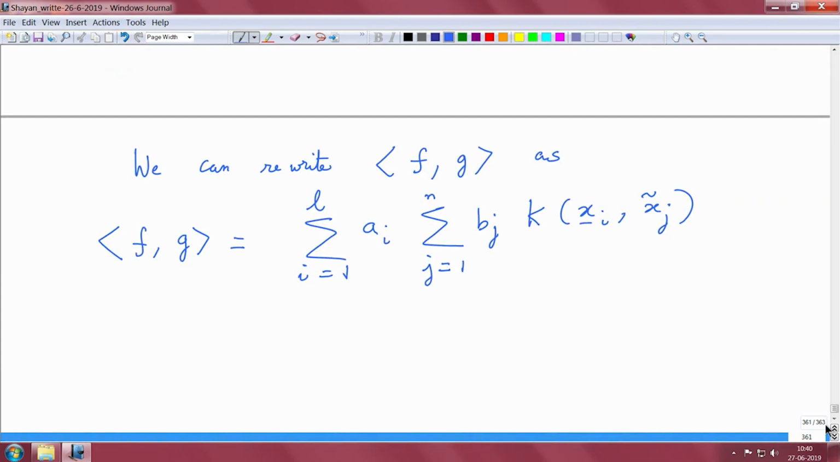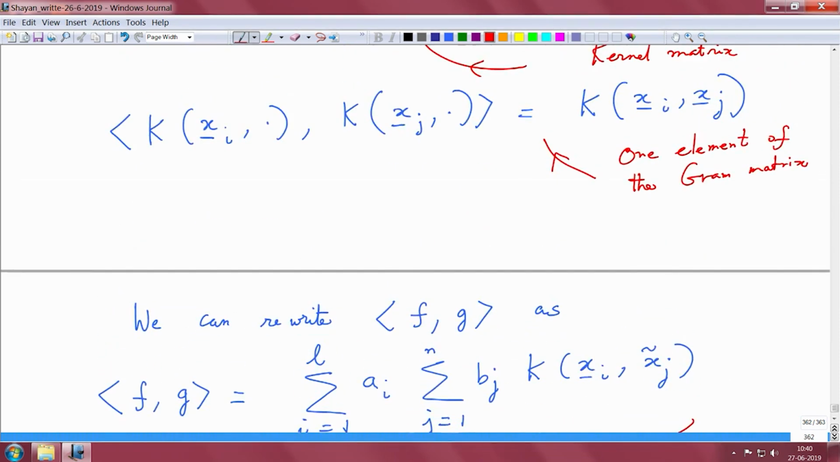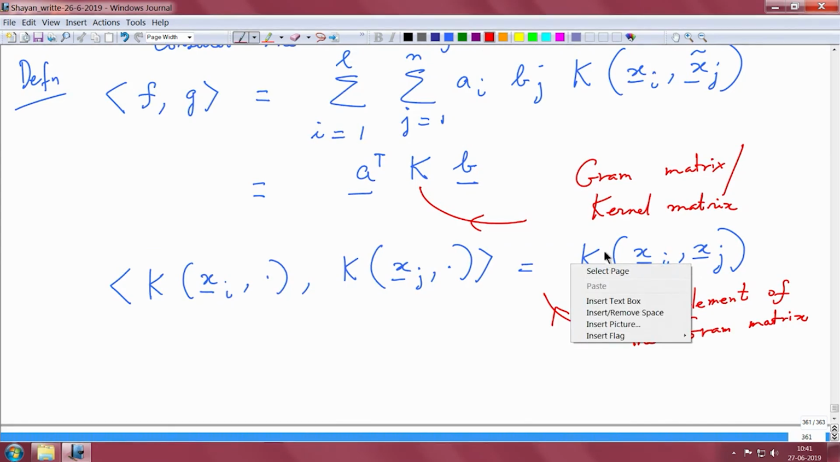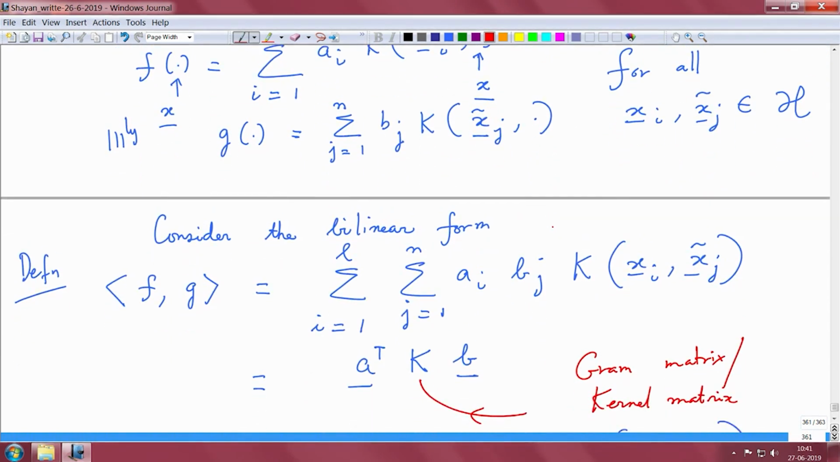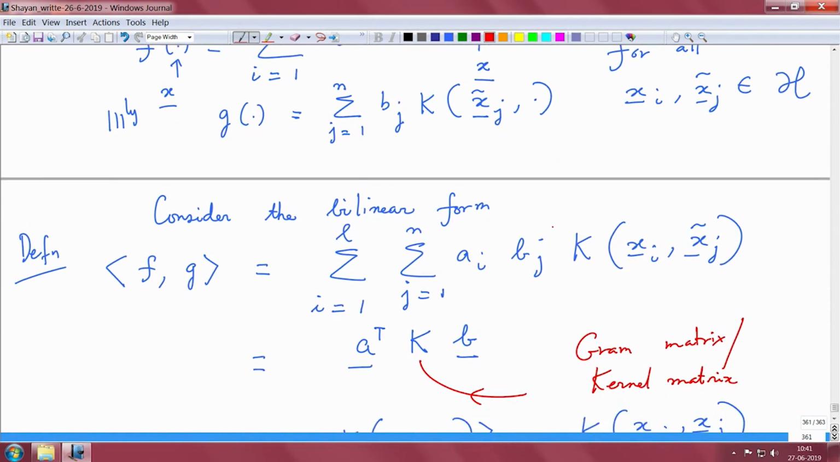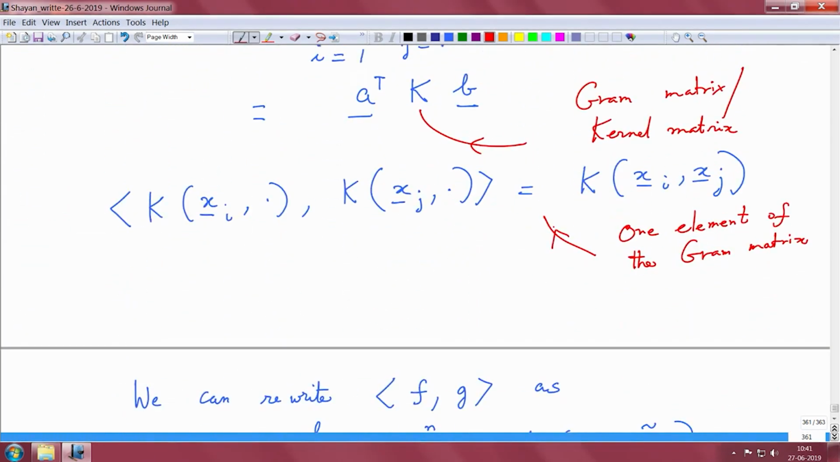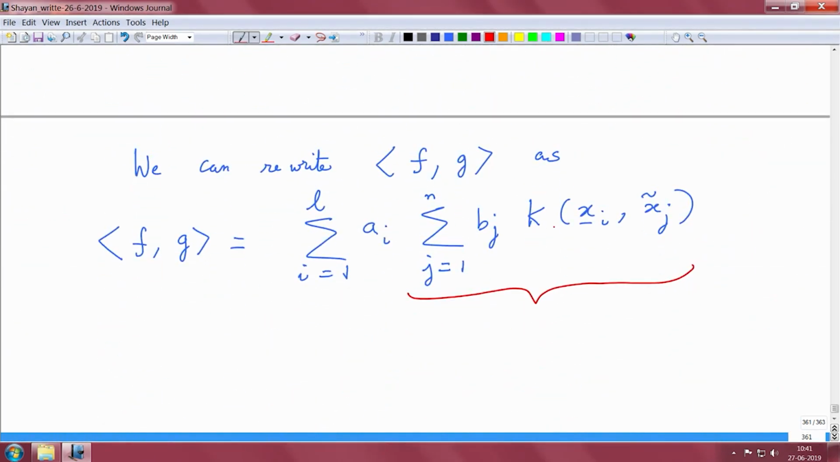Now if you carefully look at this quantity here, which is summation j equals 1 to n of b_j times this kernel, and if you recall the definition of g, this is exactly g evaluated at x_i. So this is basically g of x_i.